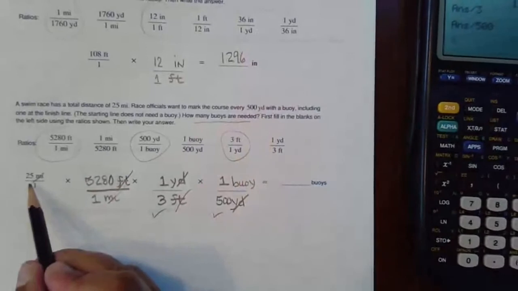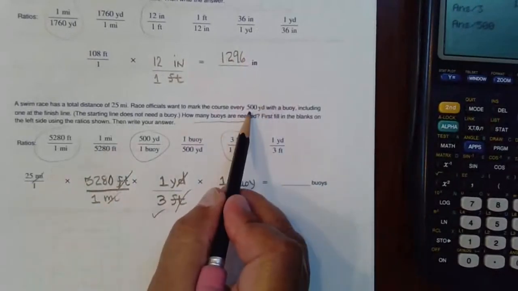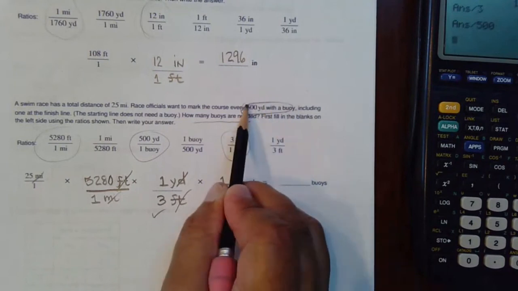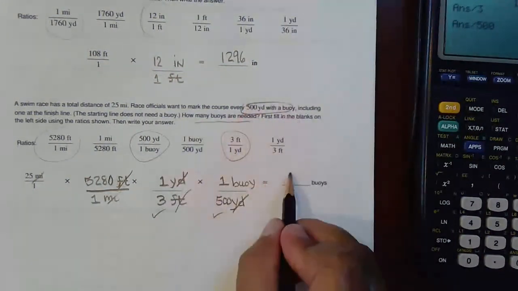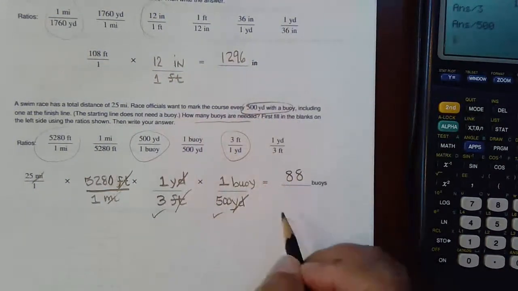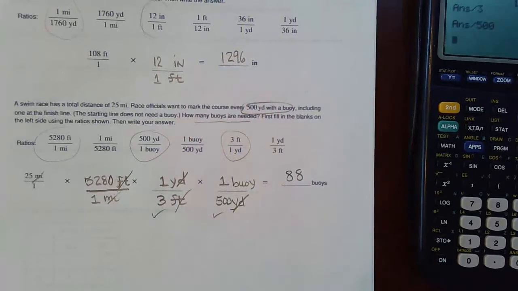So if you have 25 miles and you're wanting to put a buoy every 500 yards, you're going to end up needing 88 of these markers called buoys. Okay, that's it for the examples. So now we have 20 minutes left.